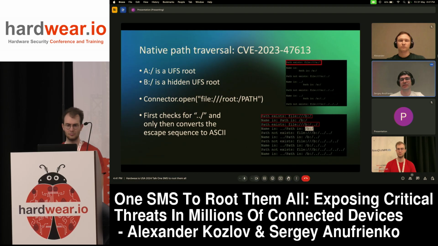Another vulnerability found in the virtual to native file system path conversion routine was a native path traversal vulnerability. It was due to the wrong order of checks made in the Java code. This way, we have found that in addition to the documented virtual root A, there exists an undocumented virtual root B, which is a subdirectory inside A.